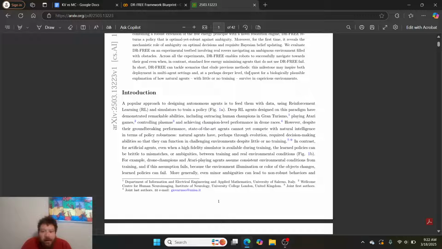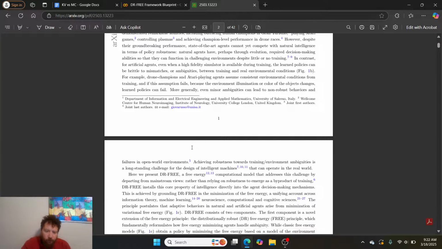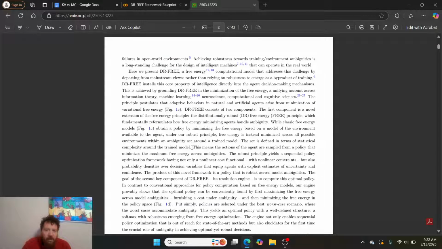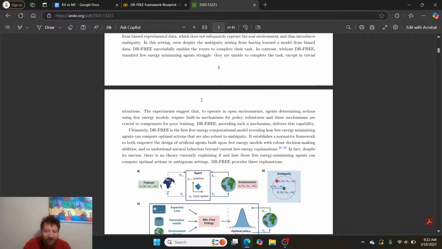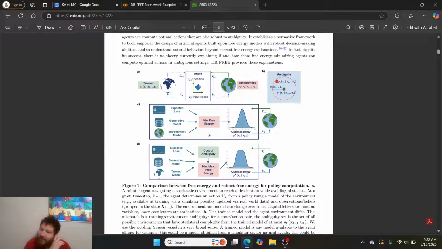The paper is, again, very focused on reinforcement learning, so they do all of this via reinforcement learning simulations and simulators. Then they introduce their DR-free method, which you can see all throughout here, and this is the framework they lay out for the method.